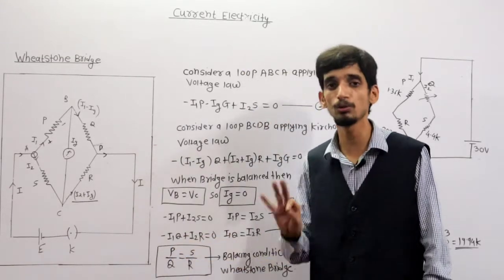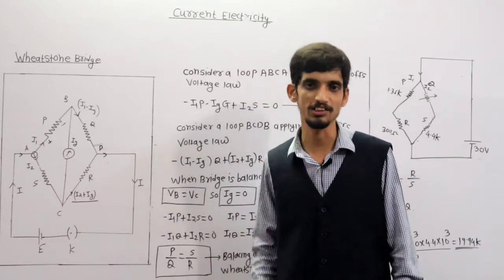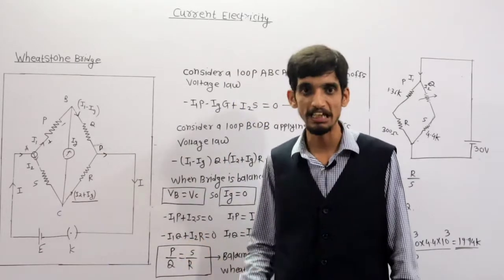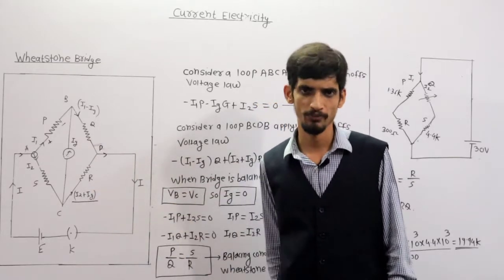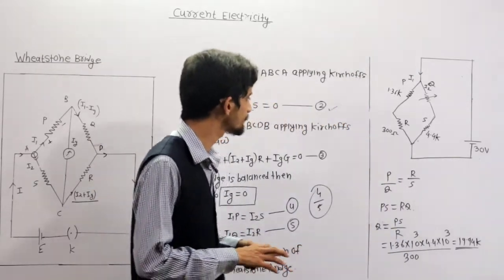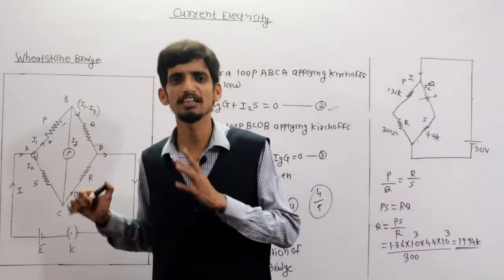P by Q is equal to S by R. If you change the values of resistances, the condition changes. It is not permanently fixed. It depends on which resistance has been given which name. Now we will solve one important simple problem based on that balancing condition.